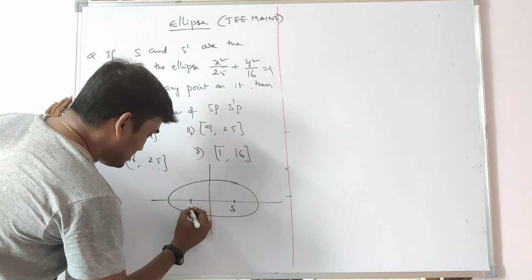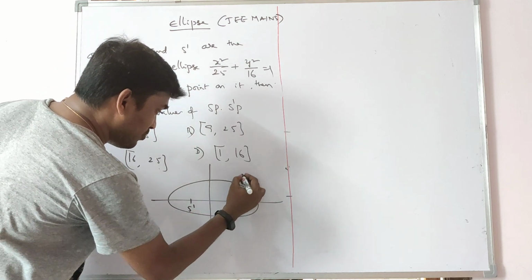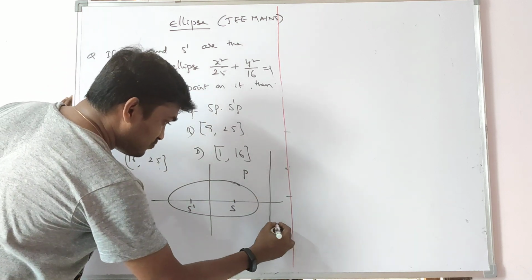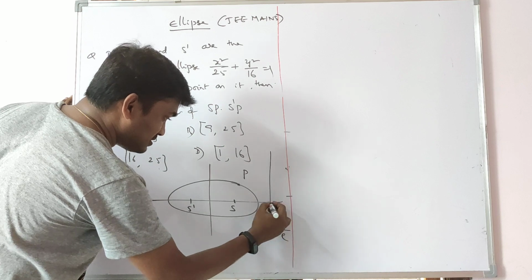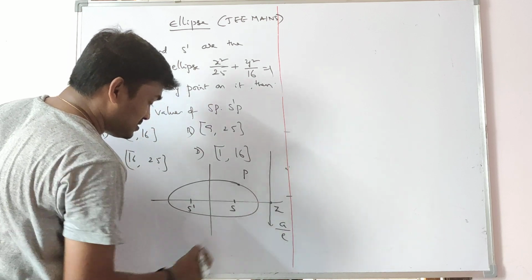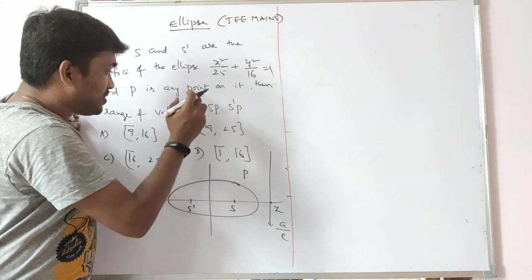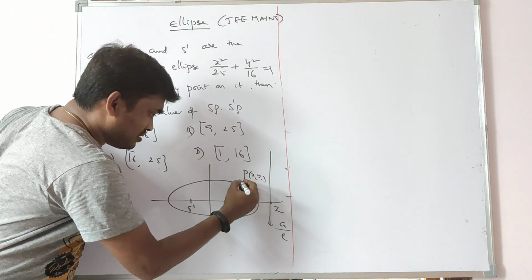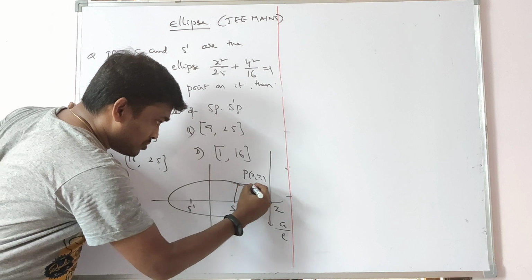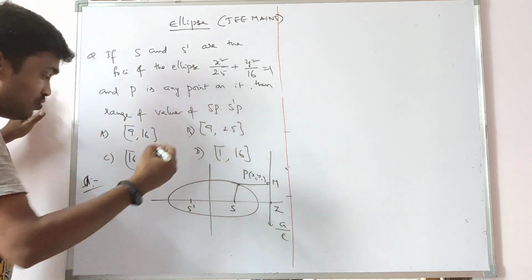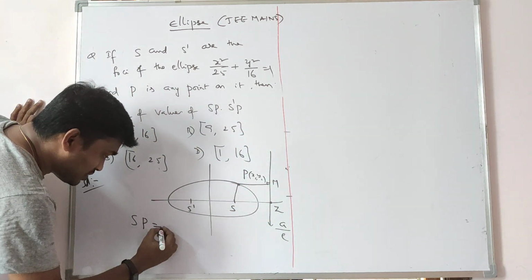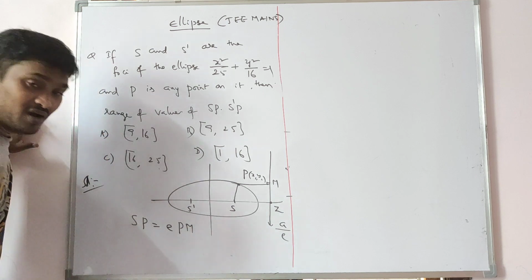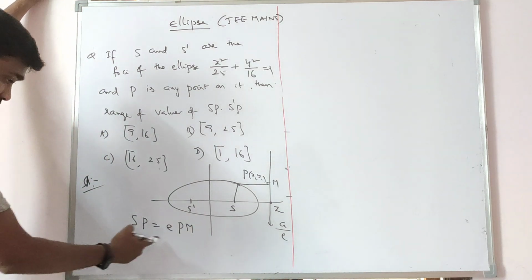See, I am drawing. This is the S dash. Choose any one point P. What is this one? That is directrix Z. How to find SP? First of all, I am giving the definition. As per definition I am writing: drop the perpendicular M. SP is equal to E times PM, the definition of conic section.